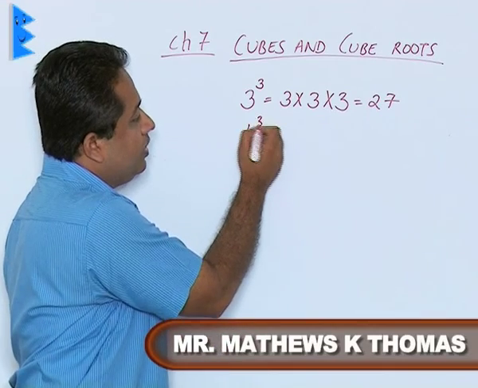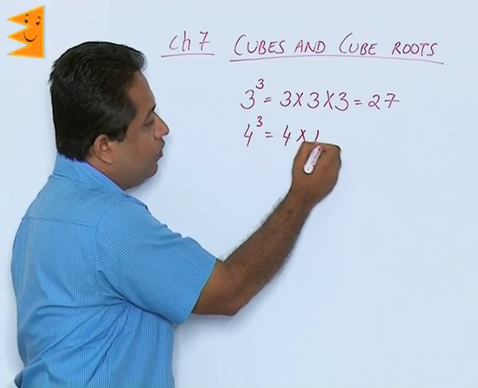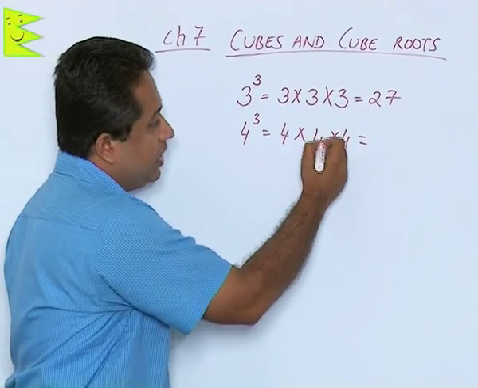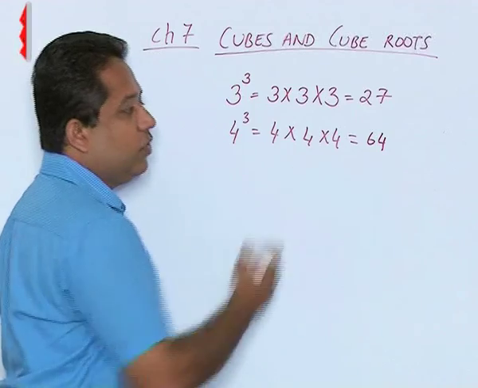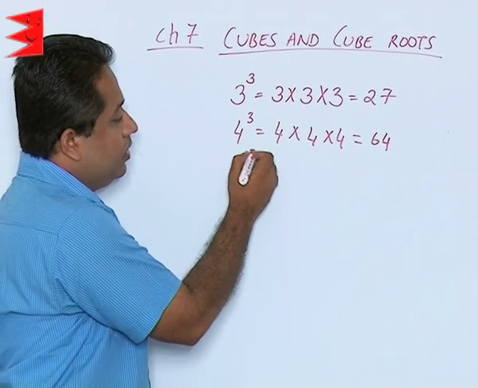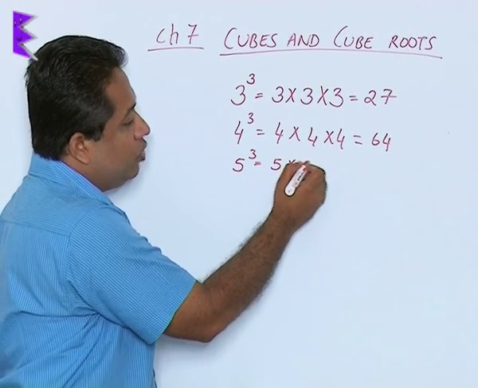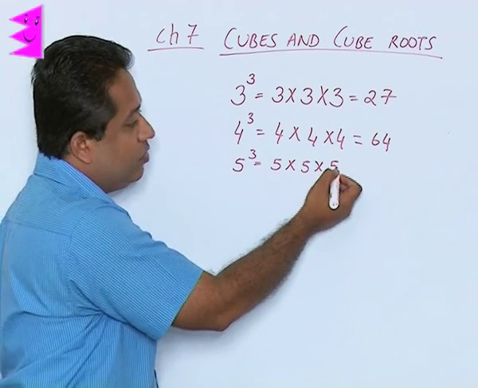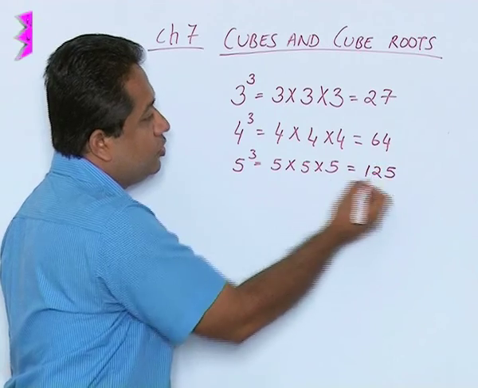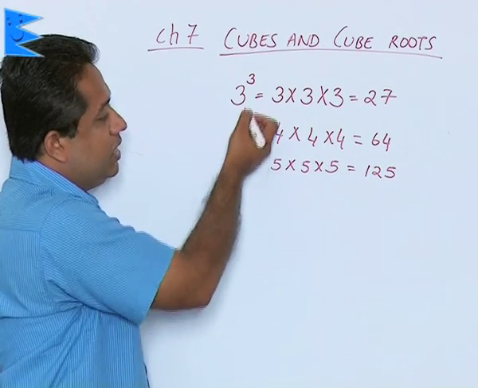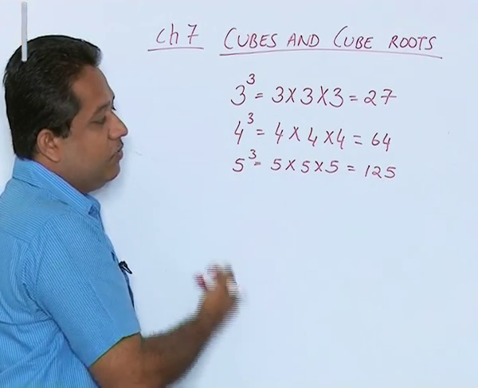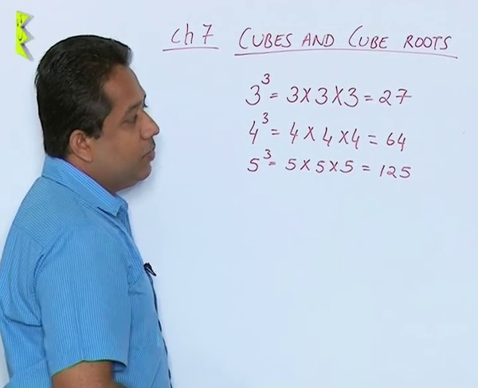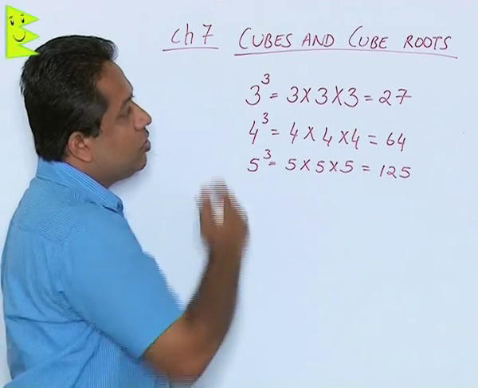4 cube similarly will be 4 into 4 into 4. So, 4 into 4 is 16 and 16 into 4 we get 64. 5 cube will be 5 into 5 into 5, that is 5 into 5 is 25, 25 into 5 is 125. So, any number can be given to us, we can multiply it 3 times, we get the cube of that number. The reverse of this is called the cube root.